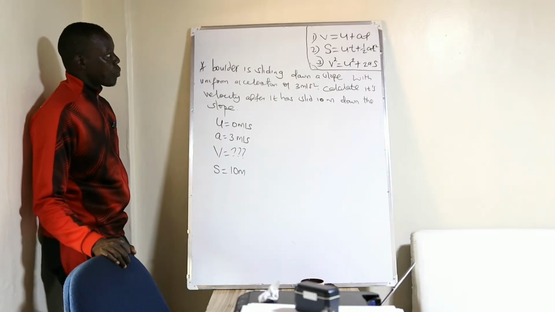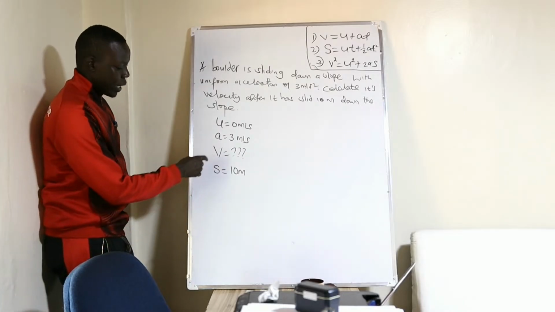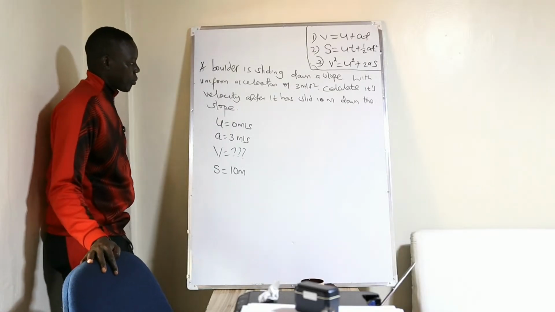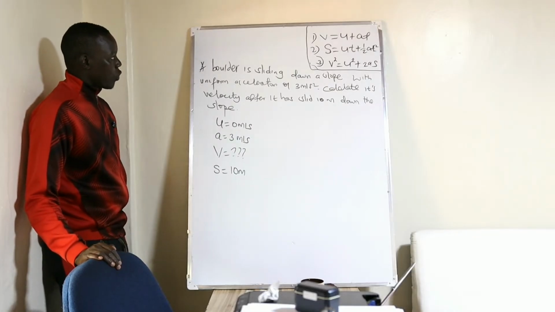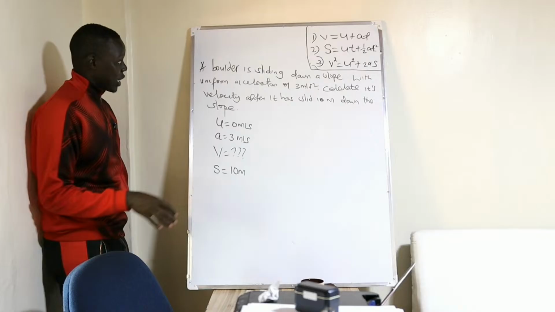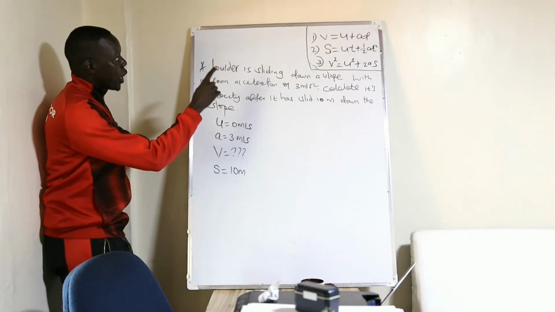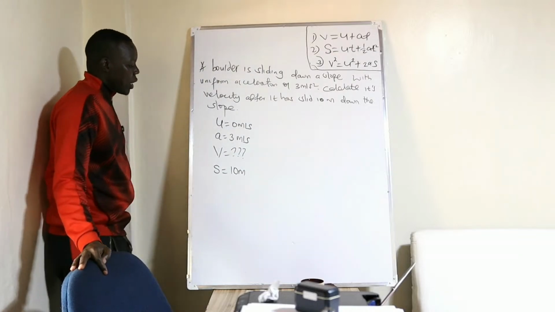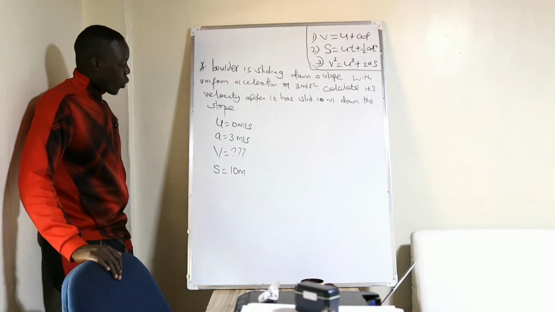We are calculating V. We can either use the first one, V is equal to U plus AT. But we don't have T. Hatuna T. What about the second one? We are looking for V, and the second one doesn't have V. The third one, V squared is equal to U squared plus 2AS.